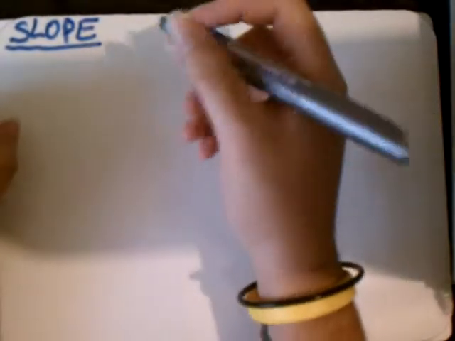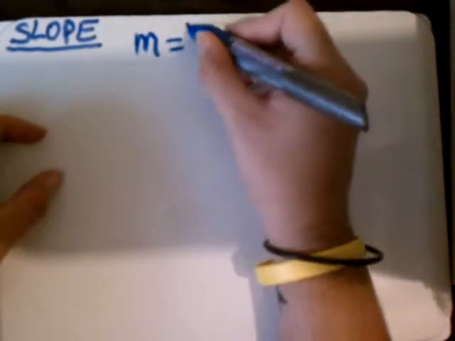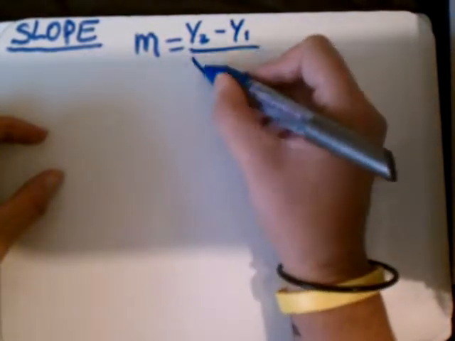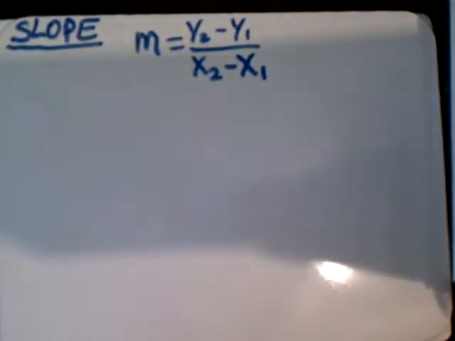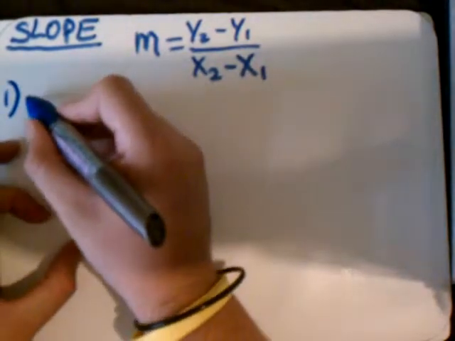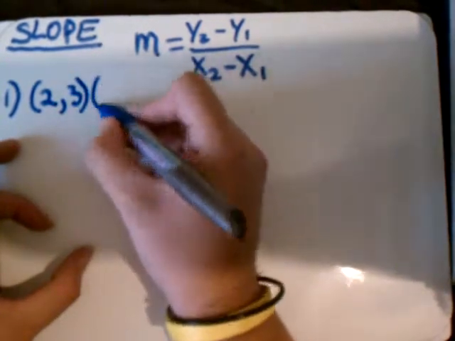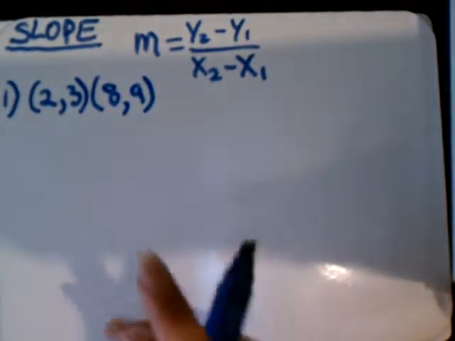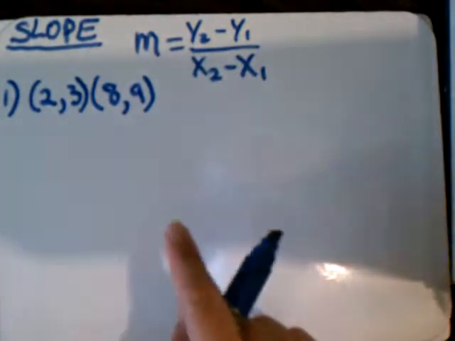Okay, so today we're doing slope. We're going to work with the formula m equals y2 minus y1 over x2 minus x1. Okay? So, this type of problem, they're going to give you two ordered pairs. In this case, we have (2, 3) and (8, 9). Okay? It is up to you to choose which one is going to be your x2 and your y2.